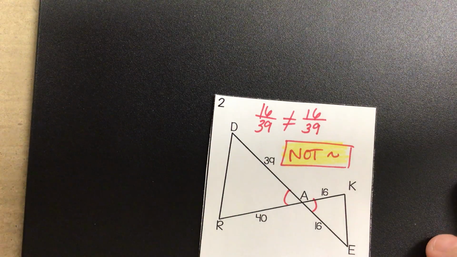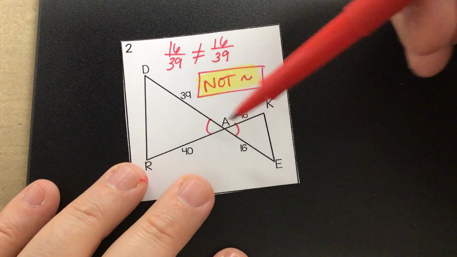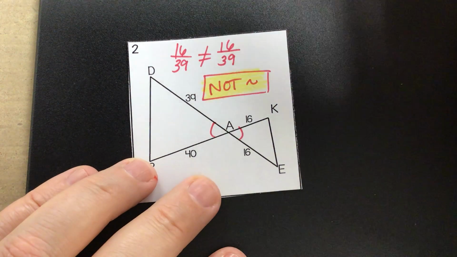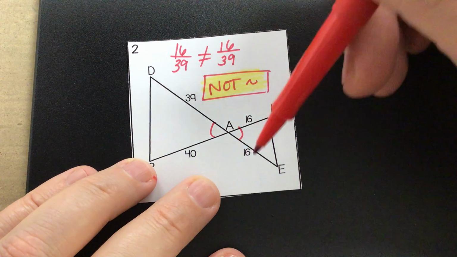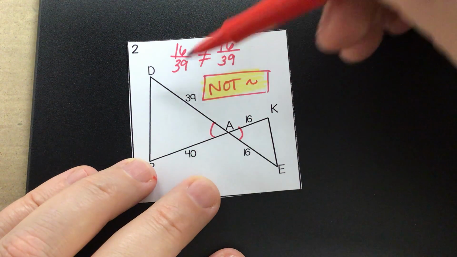Okay, and then last but not least, we have card number 2. So again, we have vertical angles in the picture. We can add that, so that's a pair of angles. But again, the sides have to be proportional. So if I pick a side of this triangle, 16, they're both equal, right? But then these two are not equal. So that's kind of a giveaway that doesn't work.